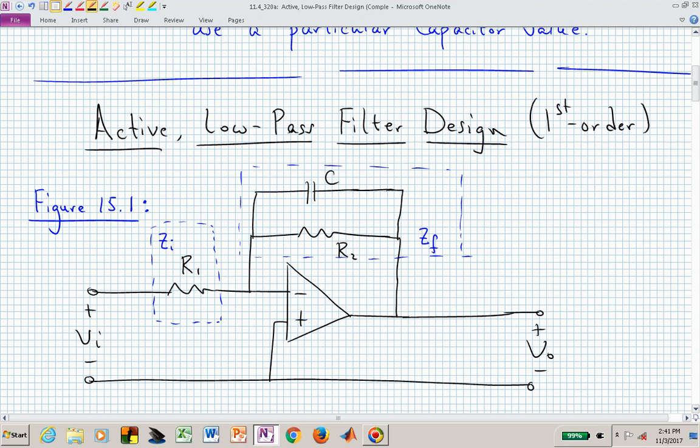We have one energy storage device, but here what we have is a feedback impedance that I'm labeling Z sub F, and we also have an input impedance that I've labeled Z sub I, and you can see that Z sub I is just R sub 1, and Z sub F is in fact a parallel combination of R sub 2 and this capacitor.